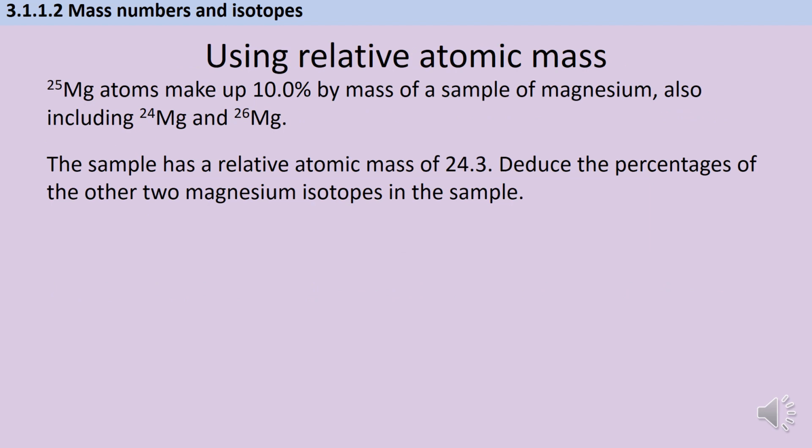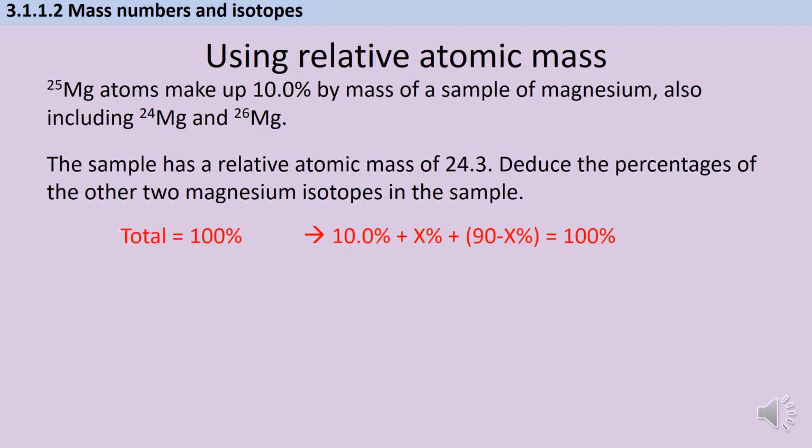We can also use these same principles in reverse to work out the abundance of different isotopes given the relative atomic mass of a sample. So in this question, we've again got magnesium 24, 25 and 26, and we know that magnesium 25 is making up 10% of that sample. And we know that the overall relative atomic mass is 24.3. So now we need to work out how much magnesium 24 and magnesium 26 there are.